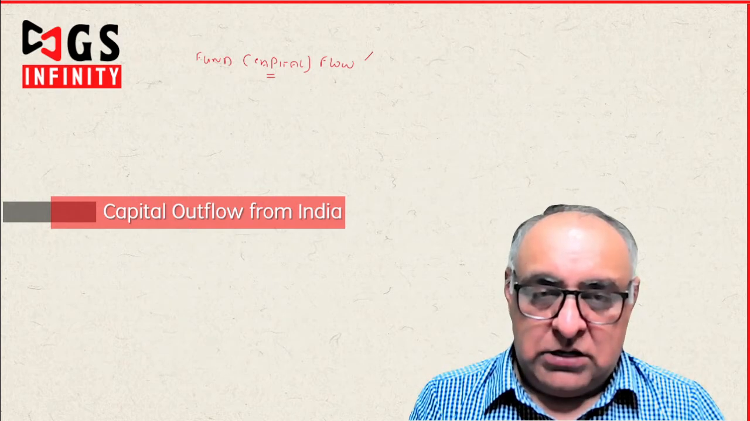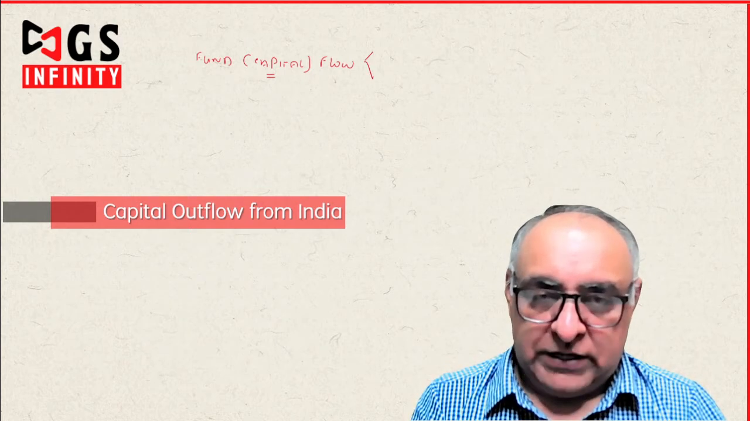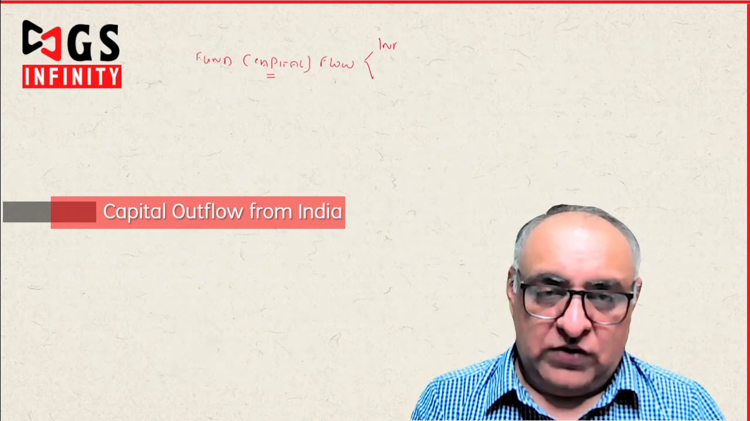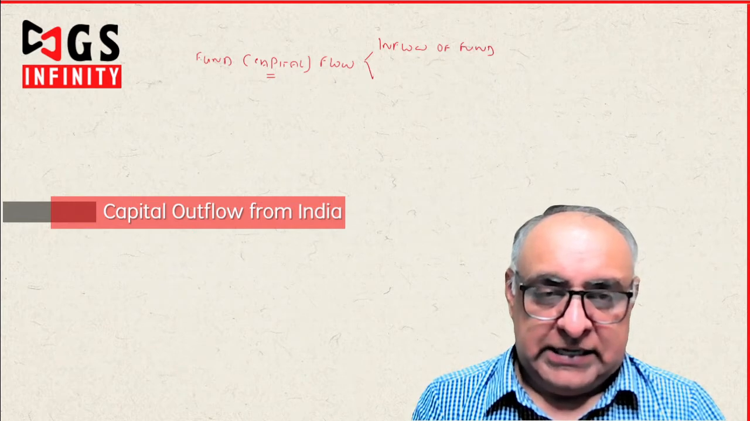So first is capital outflow from India. As I have told you, one impact is on the fund flows, or we can say impact on the capital flows as well. So what can be the impact on fund flows or the capital flow in the Indian economy? There can be impact in two ways. One is the inflow of funds, and the second is the outflow of funds from India.